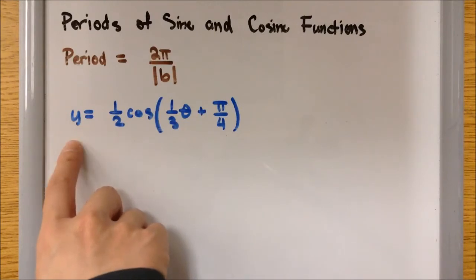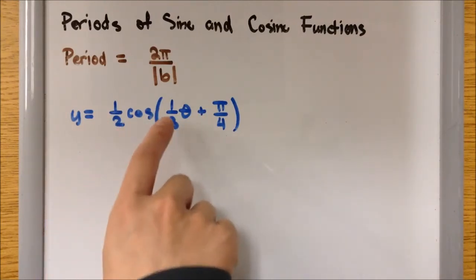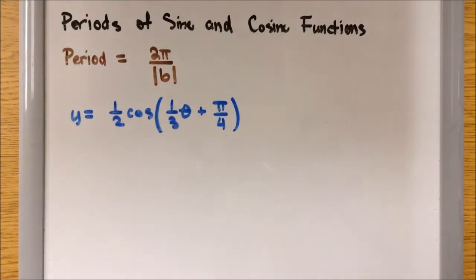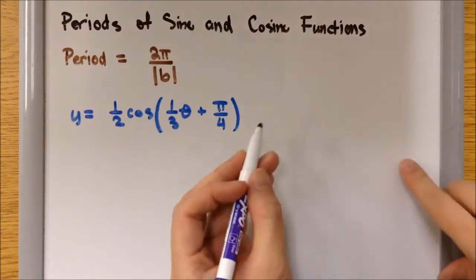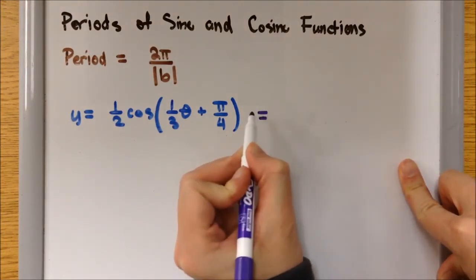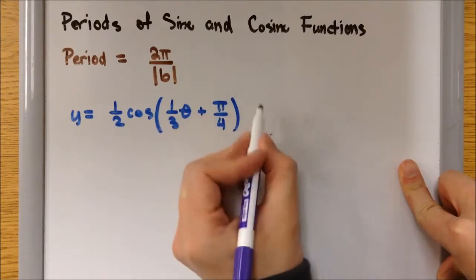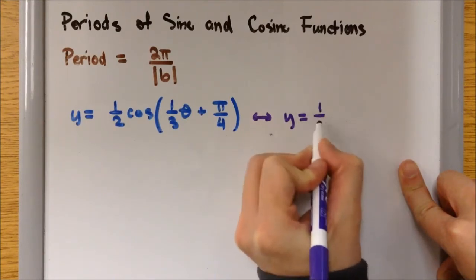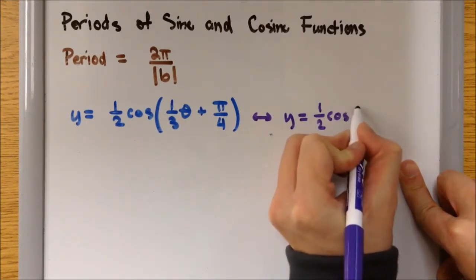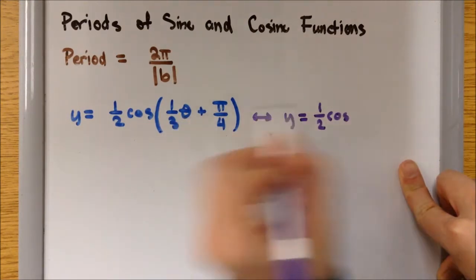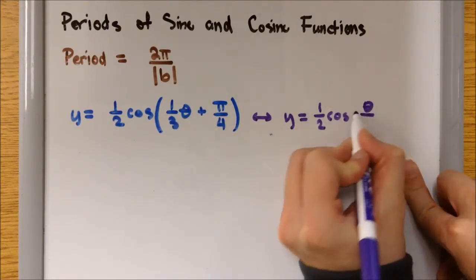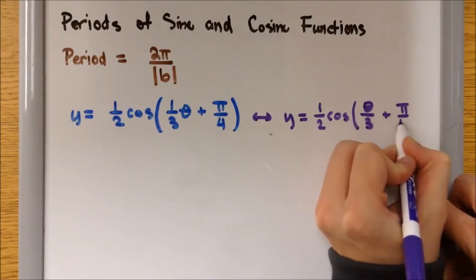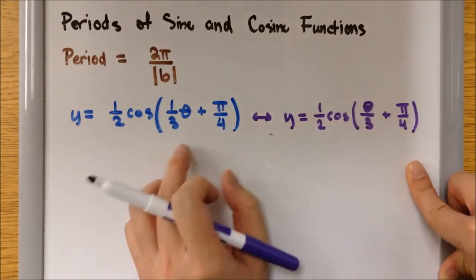Now in our first example, we have y equals 1/2 cosine of 1/3 theta plus pi over 4. Now, there's something I should mention, that there's a different form. It's a small change. So y equals 1/2 cosine. Now sometimes you might see 1/3 theta or theta over 3 plus pi over 4. So I just want to mention that.